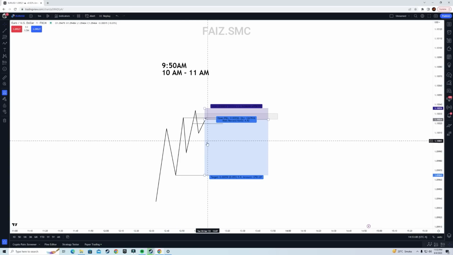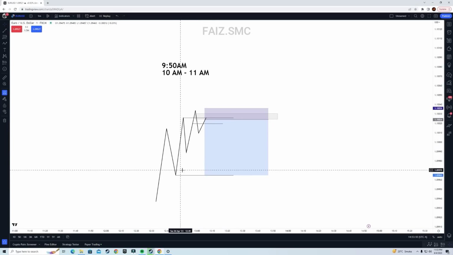Okay, and it's gonna take out this liquidity level most of the time. Okay, so I will give you guys a couple of examples. I do not want to overcomplicate this. It's really that simple, guys. At 9:50, you mark out the low and high, look for a liquidity sweep, look for a market structure shift, take your entry after 10 a.m. and target the liquidity that the price is heading towards.